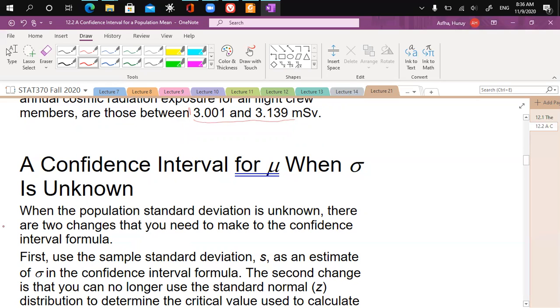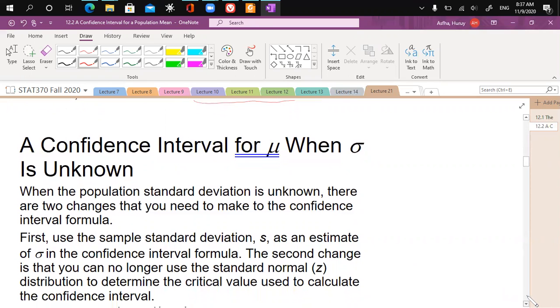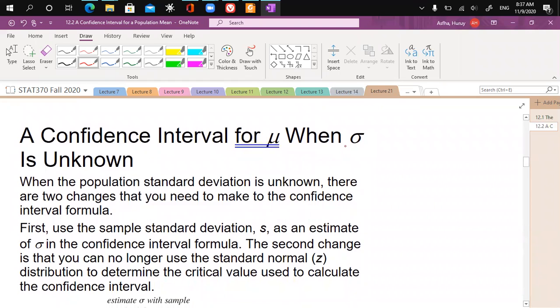Okay, how do we construct a confidence interval for a population mean? Or what is the difference? Where are we looking at this separately? Well, the answer is, if we don't know sigma, there are two things that we need to change in the formula.